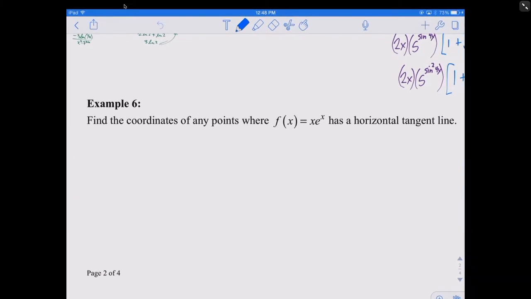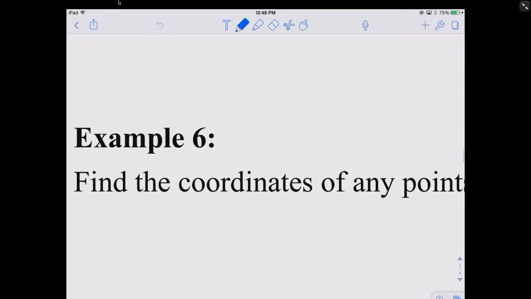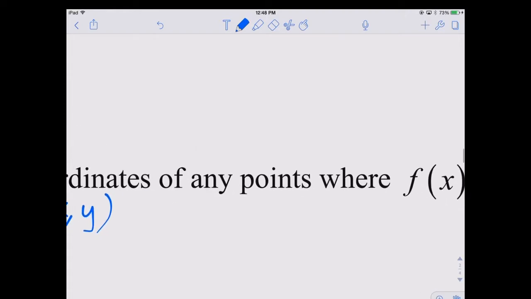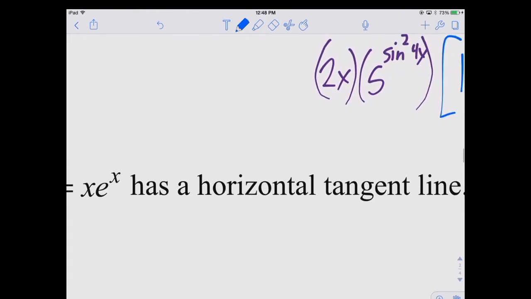Example 6, we're trying to find the coordinates of any points where that function has a horizontal tangent line. Reading the question carefully is always a good first step, if not a good last step, right? When in doubt, read the instructions. First of all, it says coordinates. Co means what? Together, sharing, right? So there should be two ordinates here that we need to find. Maybe an x and a y. So that means x comma y of any points where the function has a horizontal tangent line.